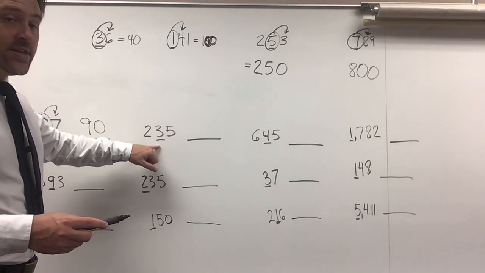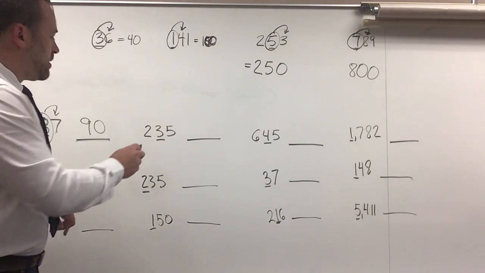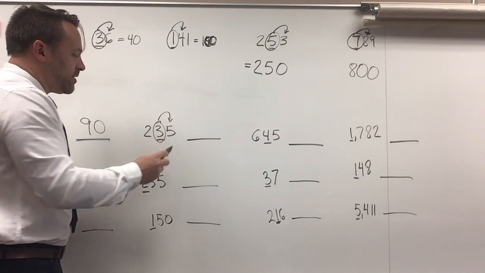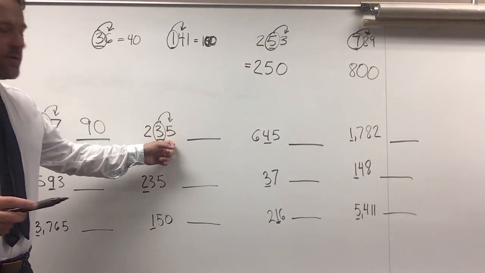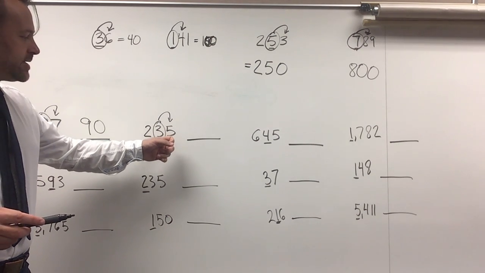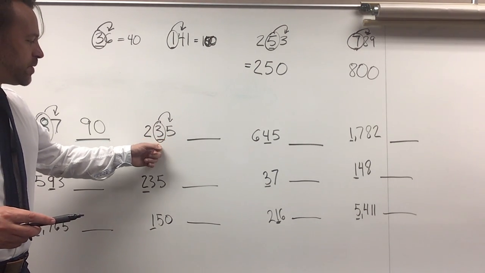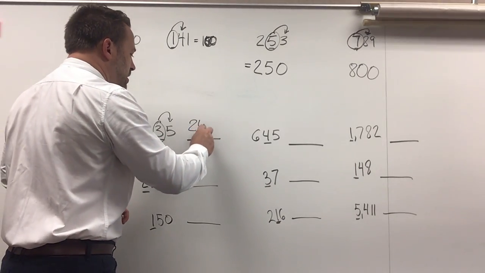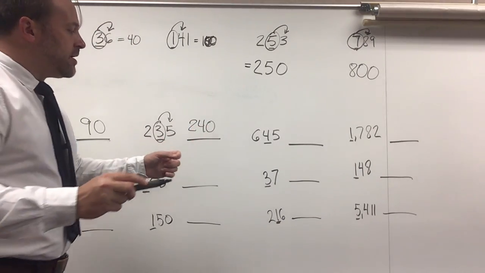235, round it to the nearest 10. I'm gonna circle my 3, but that doesn't tell us that much. I gotta look over at the 5. What's special about that 5? Yeah, it's exactly halfway between 230 and 240. If you're halfway, keep going, round it up.